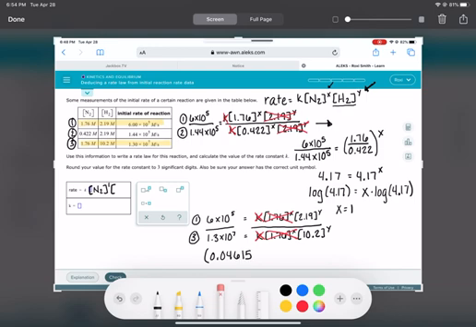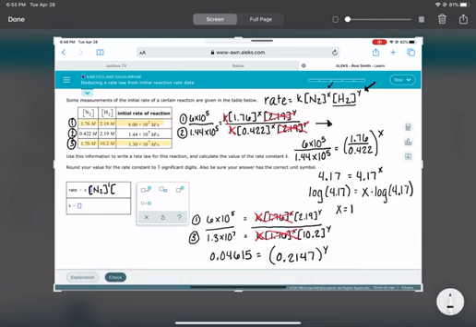0.04615. I'm leaving a lot of sig figs on there. And that is equal to 2.19 divided by 10.2. That is 0.2147 to the y. So here's one where we are going to want to use our log properties. Log of 0.04615 is equal to y times the log of 0.2147.